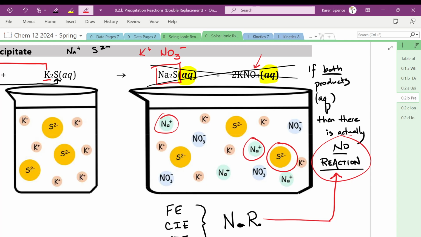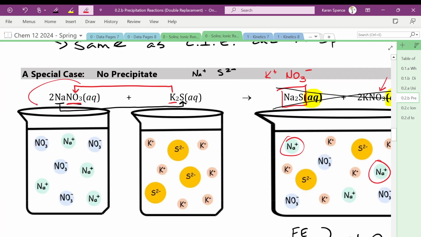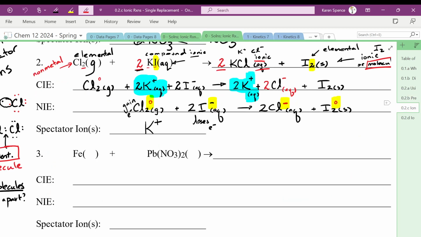Okay. We're now going to take a quick look at single replacement. Now, single replacement is different because all my double replacements, I have an ionic compound plus an ionic compound. Single replacement, we're going to move to page.